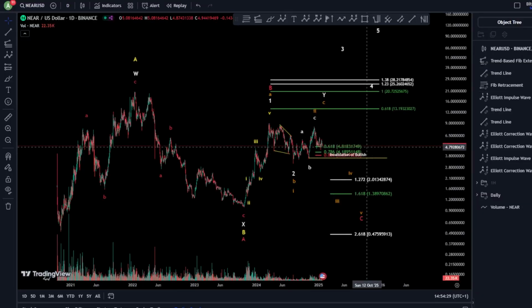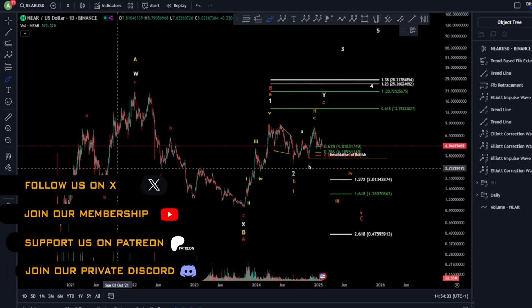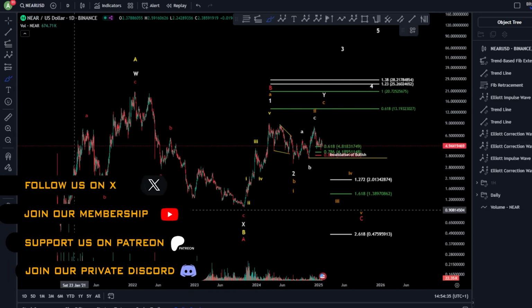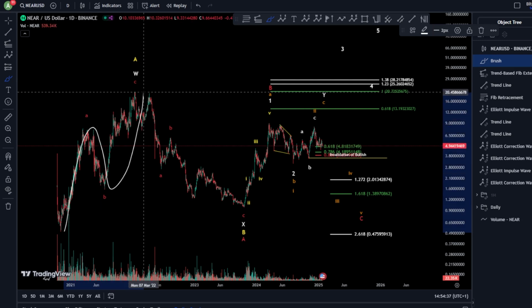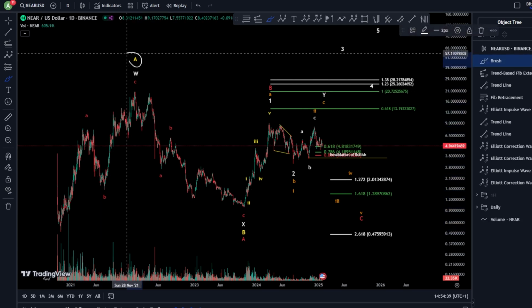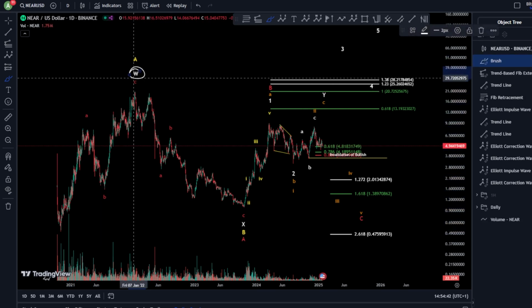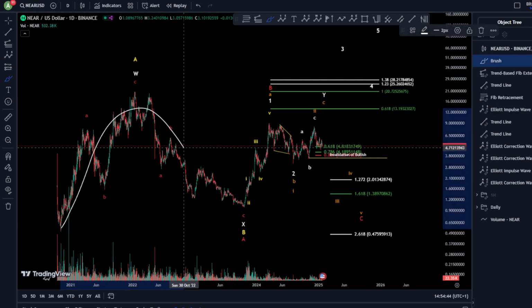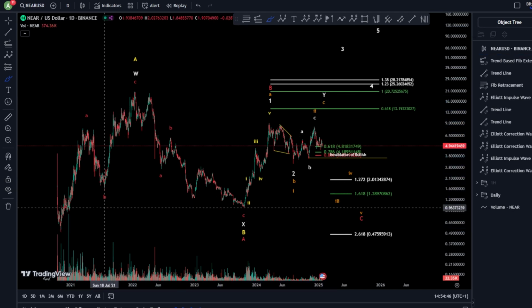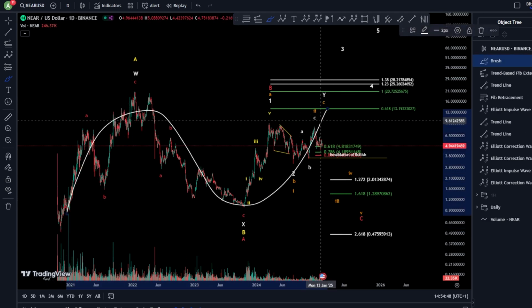Hello everyone, welcome to a new video for a NEAR price prediction based on Elliott wave analysis. Looking at NEAR on the daily chart, we're looking here at three waves toward the upside in our impulse, finishing a wave A or a wave W, meaning we are in A, B, and a C toward the upside, or a W, X, and a Y.